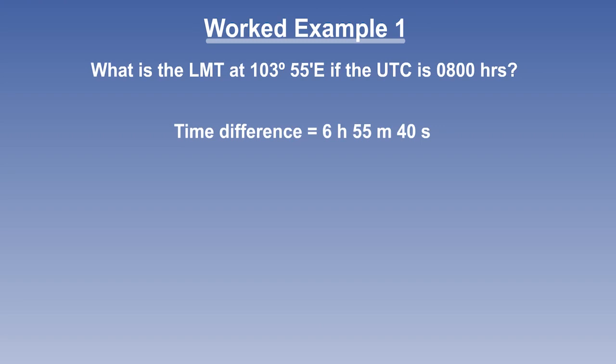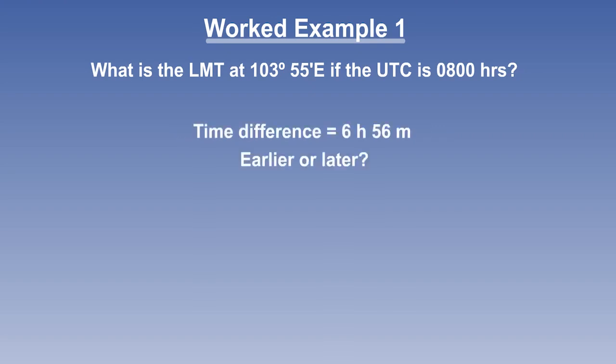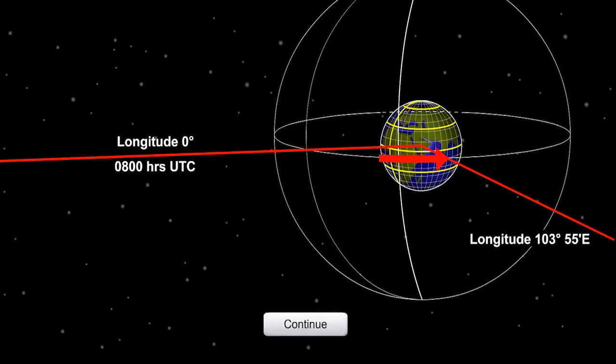You should have got the answer: 6 hours, 55 minutes and 40 seconds. We'll call that 6 hours and 56 minutes. The next question is: is the LMT going to be an earlier or later time than UTC? Look at the diagram. The Earth is spinning eastwards. Does Singapore transit the Sun before or after Greenwich?